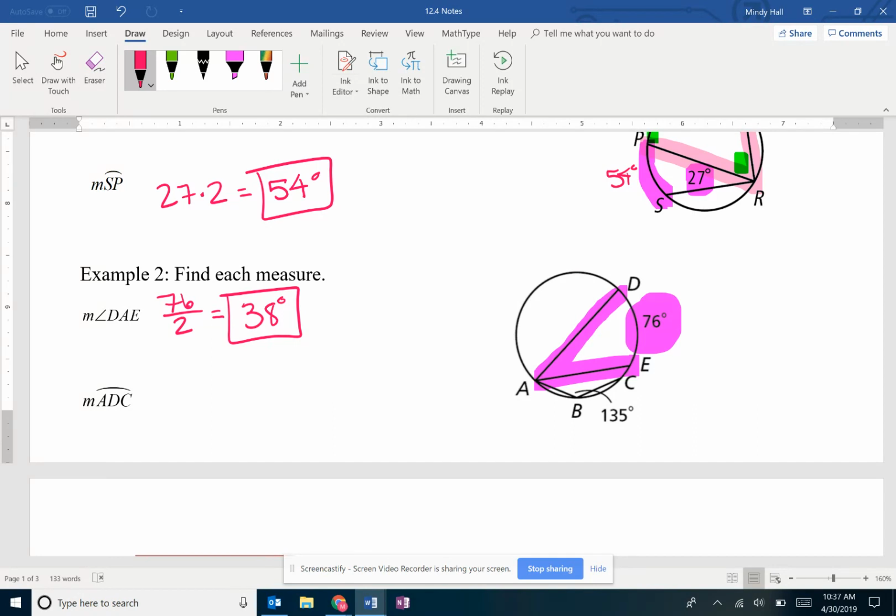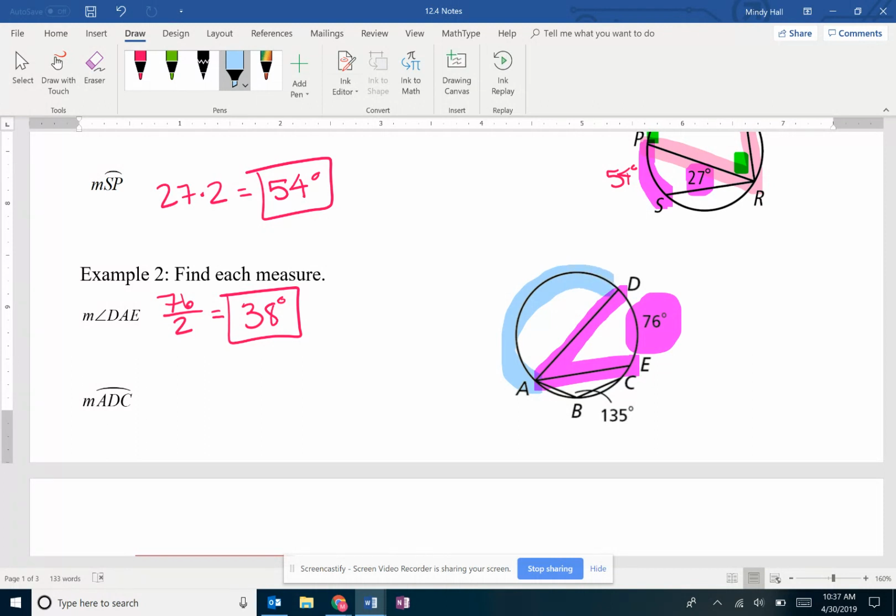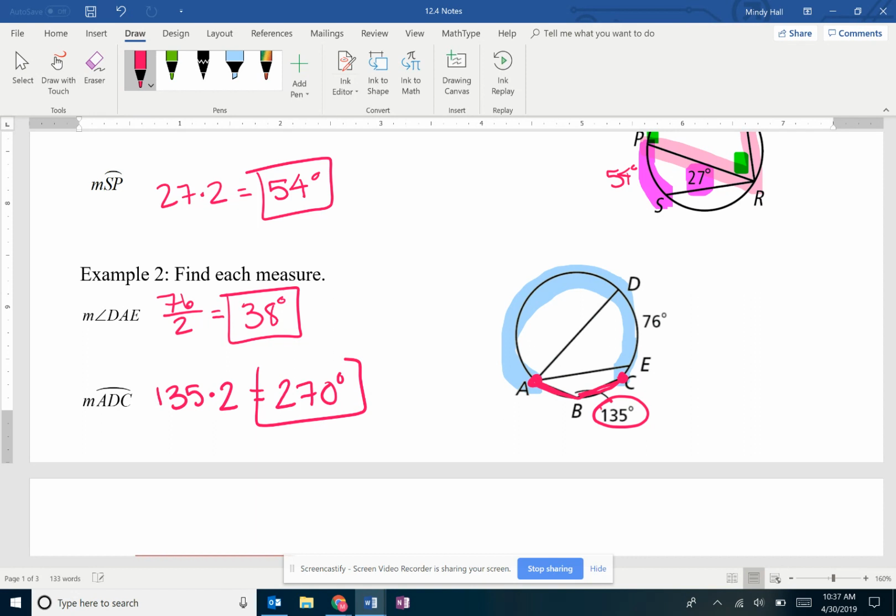So then if I want the measure of arc ADC, we have to go A to D to C. And if you notice with this, I'm actually going to get rid of the purple so it's not quite so distracting, we are really looking at from this to this. If we follow these lines in, we are looking at a 135 degree angle. So remember, we are multiplying by 2 because we're going angle to arc. So multiply by 2, and that gives us 270 degrees.